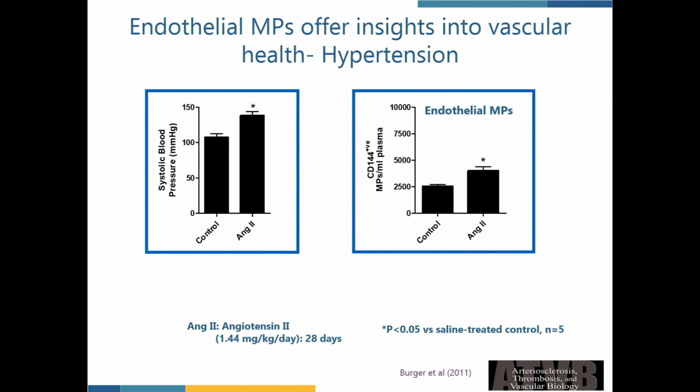And we started looking at the levels of endothelial microparticles in hypertensive mice. This was an animal model of hypertension where we treat with angiotensin II. We get a robust increase in blood pressure, about 40 to 50 millimeters of mercury. And in line with that, we saw evidence of increases in circulating endothelial microparticles, suggesting that there is an underlying endothelial stress associated with this hypertension. And of course, we know that from many other measures as well.